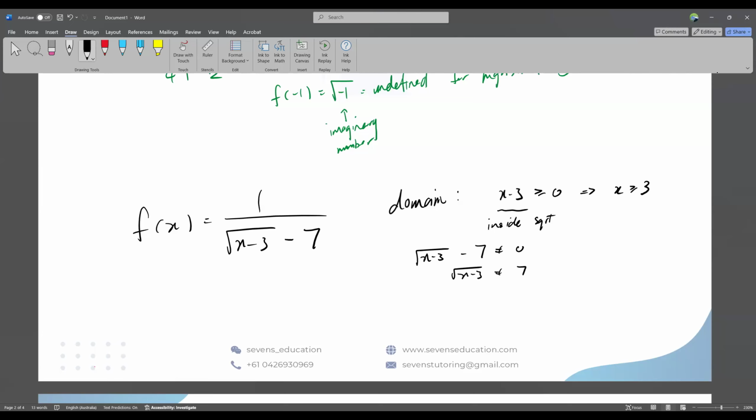Square root of 49 plus 3 is 52. And if we plug 52 into it: 52 minus 3 is 49, the square root of 49 is 7, and 7 minus 7 equals 0. So 1 over 0 can't work. Exactly, that is correct. Good job.